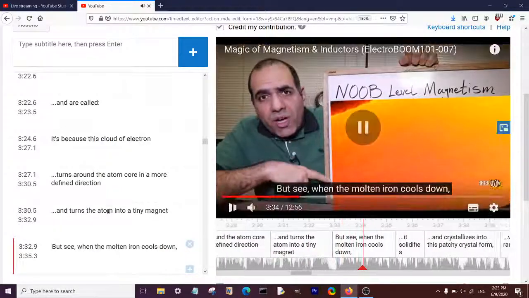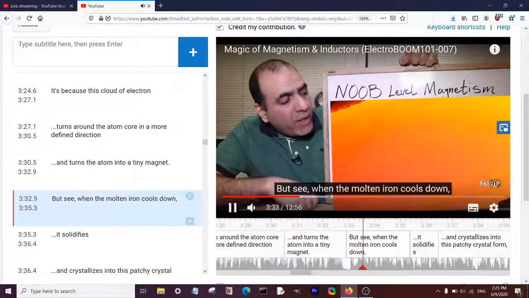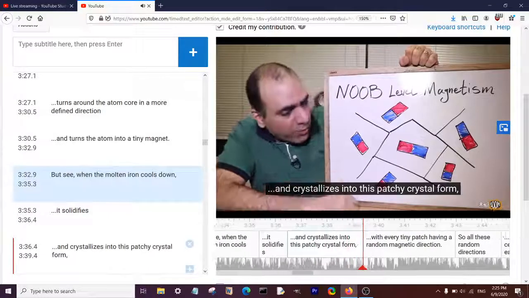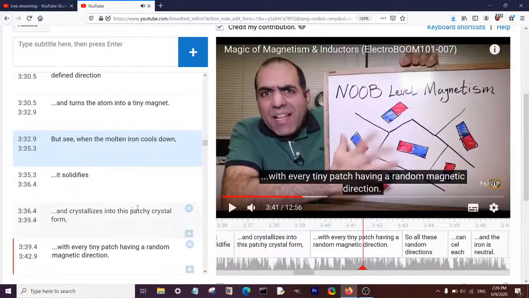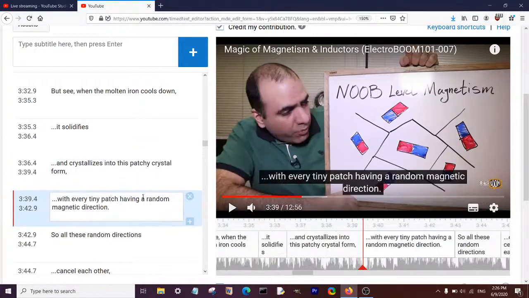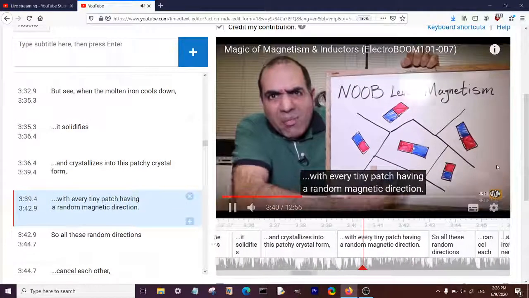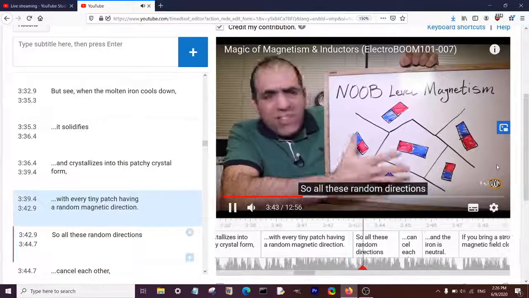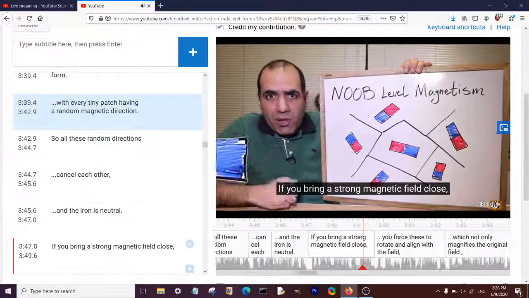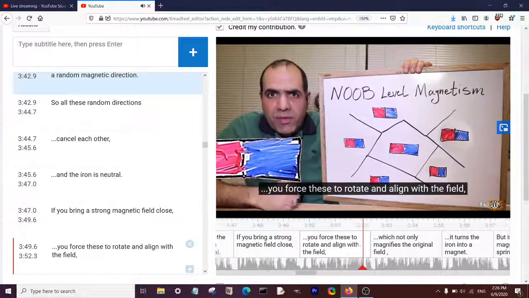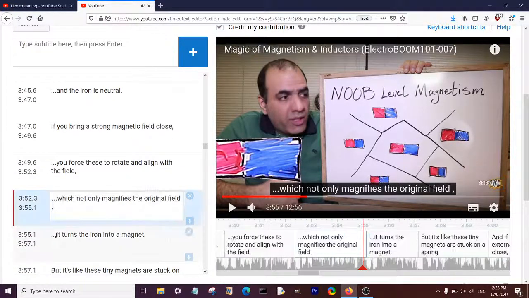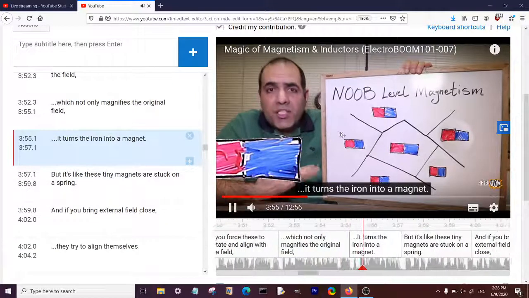But see, when the molten iron cools down, it solidifies and crystallizes into this patchy crystal form, with every tiny patch having a random magnetic direction. So all these random directions cancel each other and the iron is neutral. If you bring a strong magnetic field close, you force these to rotate and align with the field, which not only magnifies the original field, it turns the iron into a magnet.